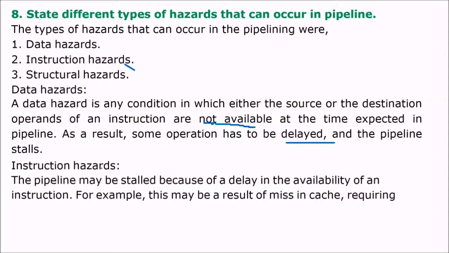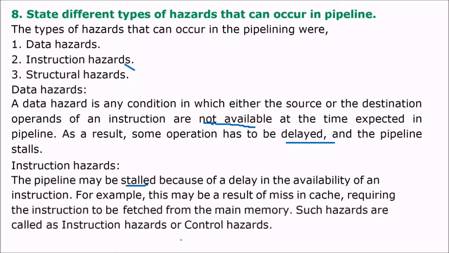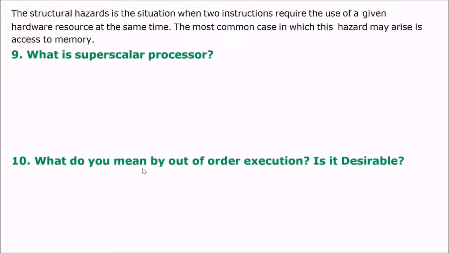What are instruction hazards? The pipeline may be stalled because of a delay in the availability of an instruction. For example, this may be a result of a cache miss, requiring the instruction to be fetched from the main memory. Such hazards are called instruction hazards or control hazards. Structure hazards: a structure hazard is a situation when two instructions require the use of the same hardware resource at the same time. The most common case in which this hazard may arise is memory access.